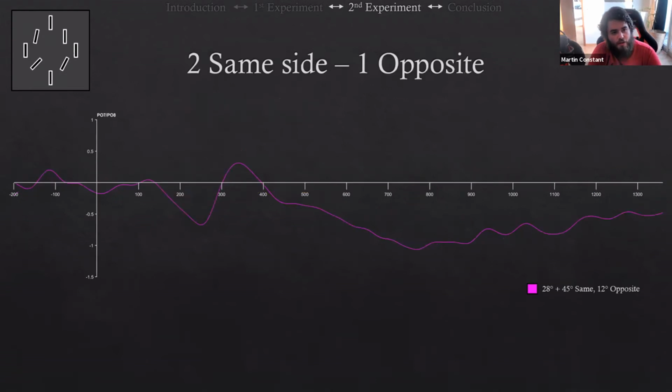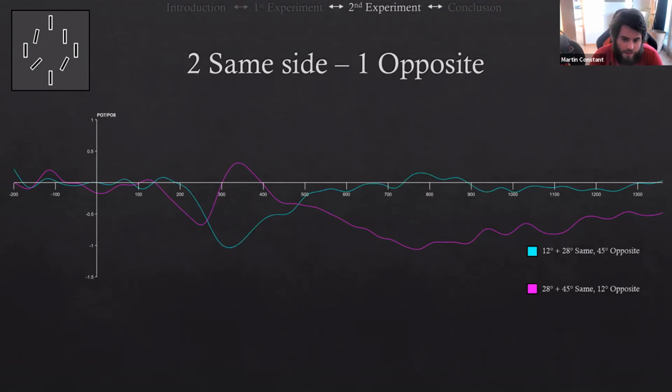The next condition deals with two targets on the same side and one on the opposite side. Here, the two targets on the same side should have their activity sum up, and the one on the opposite side should mathematically slightly cancel the activity because of difference waves. What we can see when 28-degree and 45-degree are lateralized on the same side is that we have an N2PC followed again by this slight positivity and then a very strong CDA.